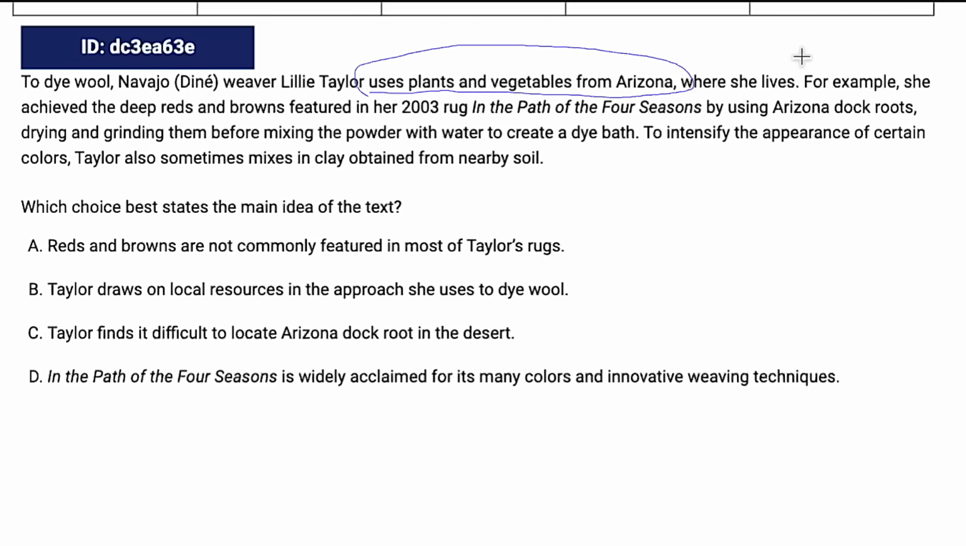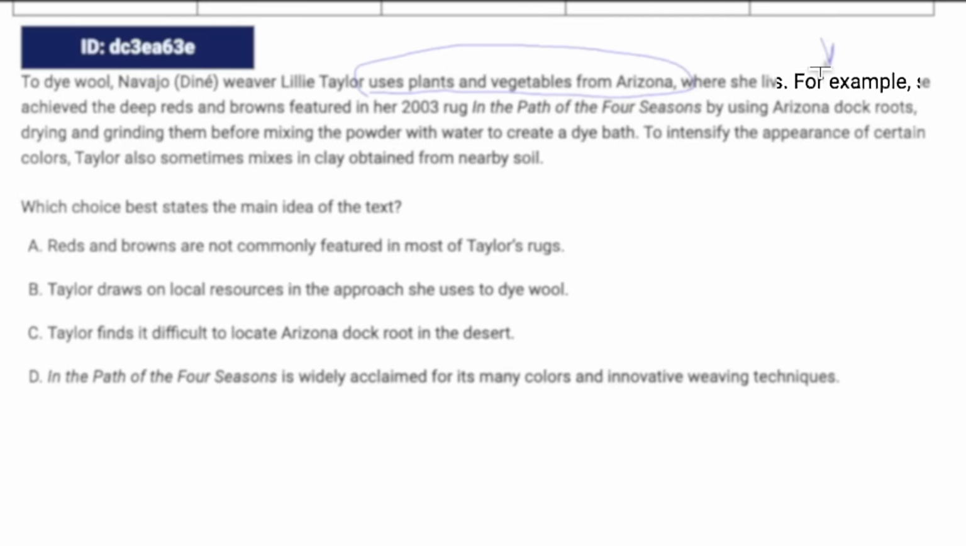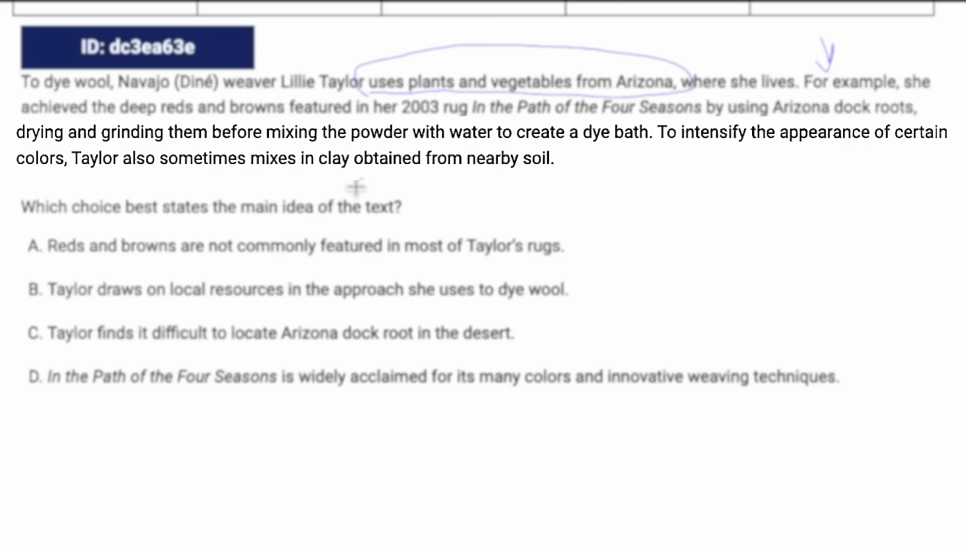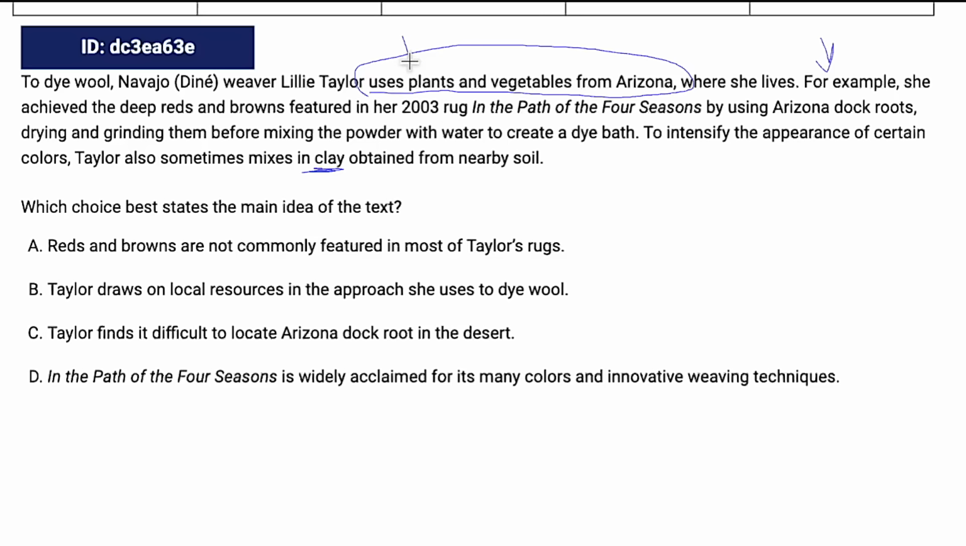One of the keys that tells us this is we have 4 examples. So now we're just going to get examples of her using plants and vegetables. And then at the end, we get a little bit more information saying that to intensify the appearance of certain colors, she also uses clay. So we've got plants, we've got vegetables, we've got clay. And I would say that we do get what we need just from that first sentence, but there's a little bit of support at the end as well.